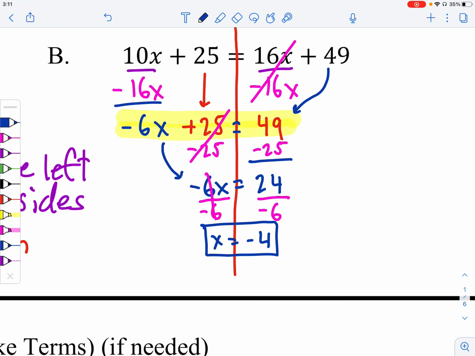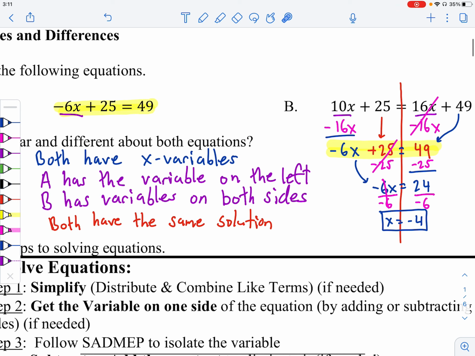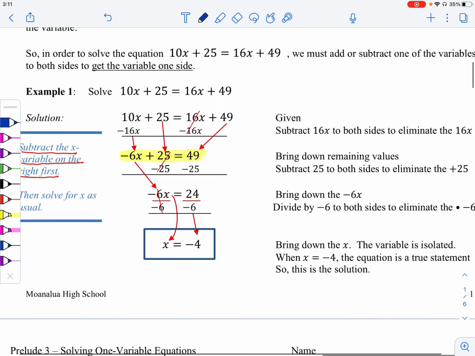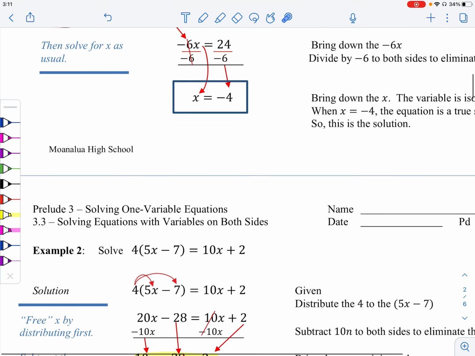So once we have our two-step equation, right, subtract the x variable on the right first. Once we have our two-step, then we can solve it. All right, so both have the same solution. This one must also be x equals negative 4 because they're identical equations. Okay, so let's go down to our examples here. Like this one, same thing. We want to subtract the x variable on the right first, then solve x as usual. So we're going to subtract 16x to get our two-step equation that we did last time. And now we can solve that. Subtract 25, divide by negative 6, we get x equals negative 4.